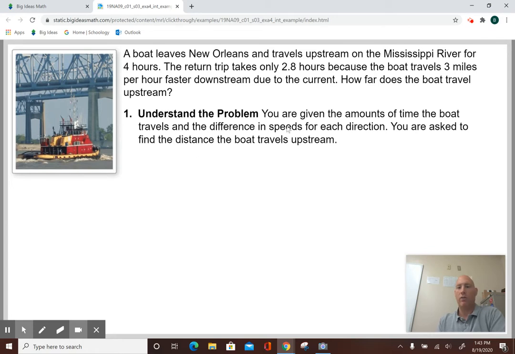Okay, so let's understand the problem. You're given the amounts of time the boat travels and the difference in speeds for each direction. You're asked to find the distance the boat travels upstream. Okay, so we have a couple things that could be going off in our head right now. We have the distance formula. Sometimes it's not always the distance formula, but right now it looks like we have it because we're not just talking about distance. We're also talking about times and rates. When you have those three being talked about, 99.99999% of the time, we're going to be talking about the distance formula.